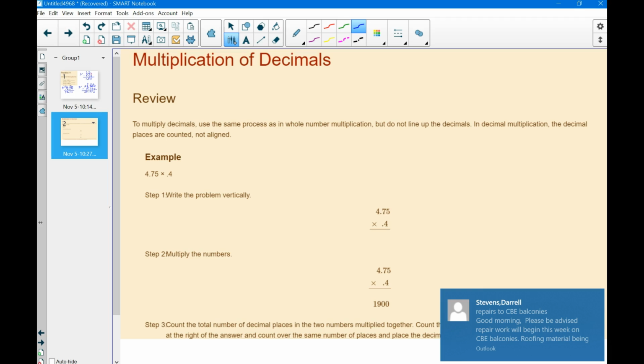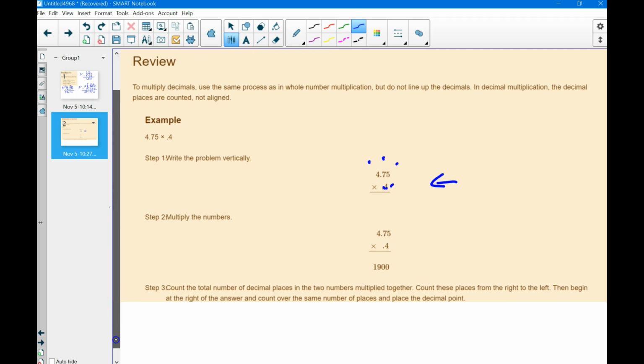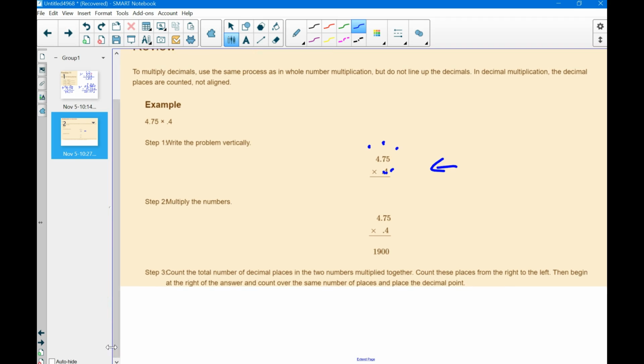They wrote them vertically, right in here. And then multiply the two numbers together. Remember, multiplying these numbers, we go 4 times this one, 4 times this one, 4 times this one, right? Remember way back in the day when we used to do it by hand, the days before calculators. And then count the total number of decimal places. What do you mean by decimal places?